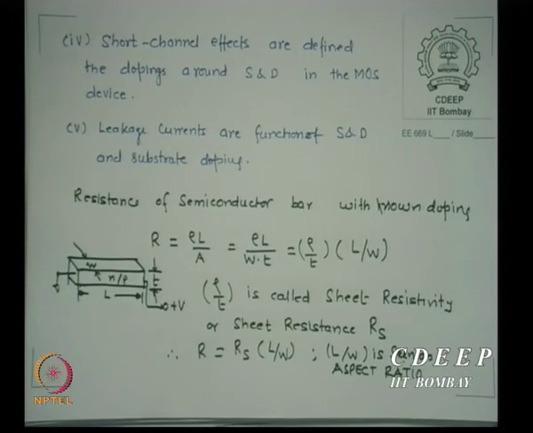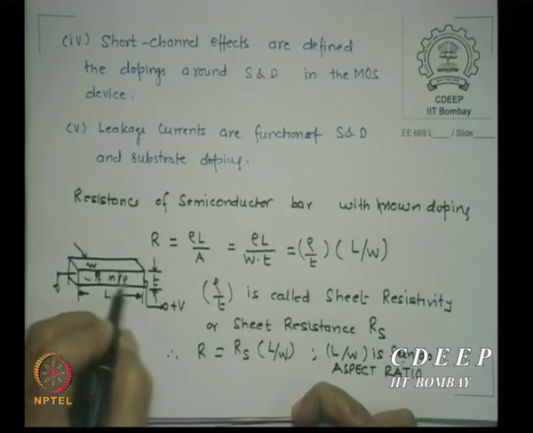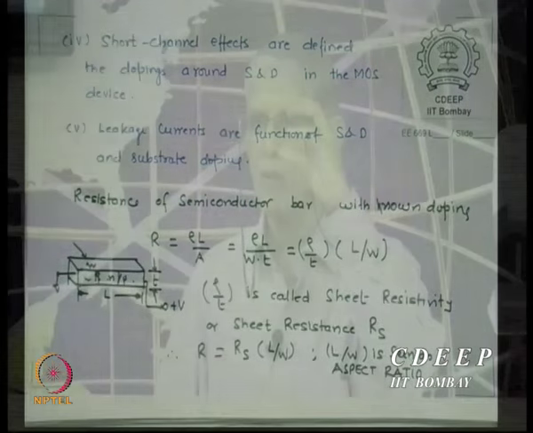Now you can see this L by W is also called aspect ratio. If you see this semiconductor bar, say it has three parts, each of length W and width W. So one can see one cube, with L and W the same, so 1 cube, 2 cube, 3 cube. L by W is 3, 3 cubes, or length is 3 times the width. So L by W is 3, and it is called aspect ratio.